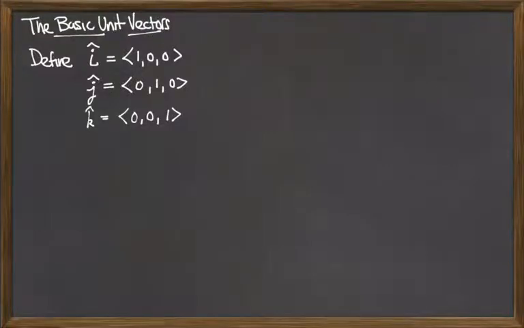In this video, we'll discuss the basic unit vectors. These are the three famous vectors i, j, and k. Their components are 1 in the corresponding entry and 0 everywhere else. So i will have a 1 in the first entry, 0 everywhere else, and similarly for j and k.